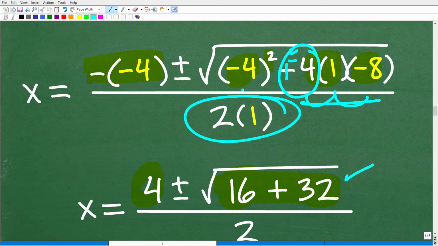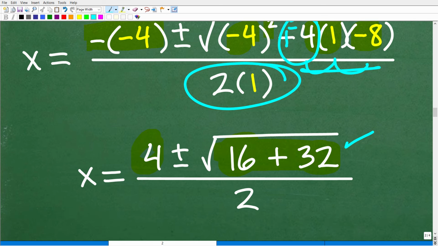All right, so let's go ahead and clean up the denominator. 2 times 1, pretty straightforward. Now, remember, we're confident that we're doing this correctly, because we plugged in the correct values and we're just taking it one step at a time. So here is our next step. So we got 4 plus or minus the square root of 16 plus 32 all over 2.